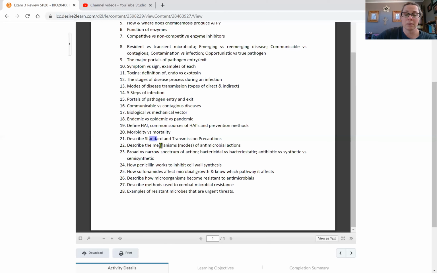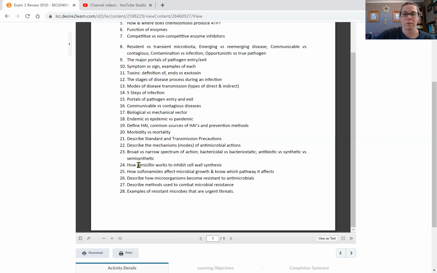Let's see, mechanisms or modes of antimicrobial action. Remember in the antibiotic chapter, I told you there was one particular slide diagram that was going to be really important. Those are those modes of action. Some more definitions in 23.